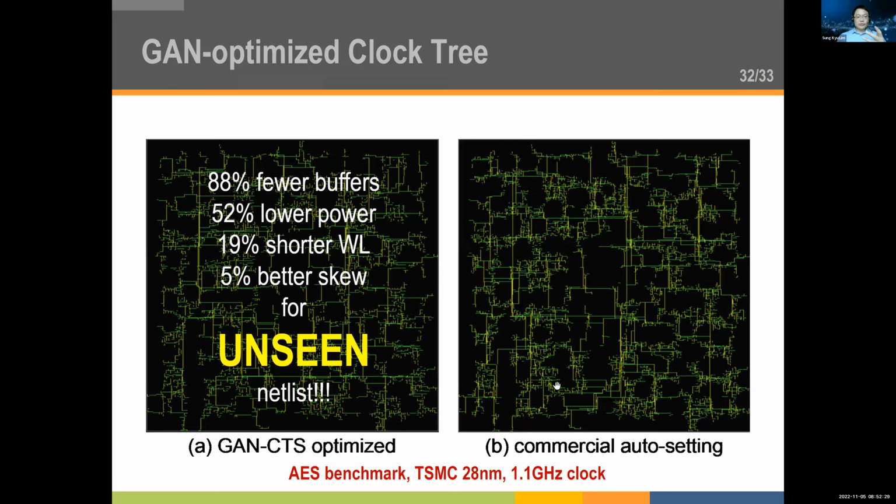For unseen netlists, we use some 10 circuits to train the GAN, and then we use some 7 circuits to do inferencing, using that generator to produce fake clock parameters for new circuits. One of these new circuits gave us huge savings. So that was like a 5-minute summary of my second part. I see how this can be extended to 3D IC, which we haven't finished yet.